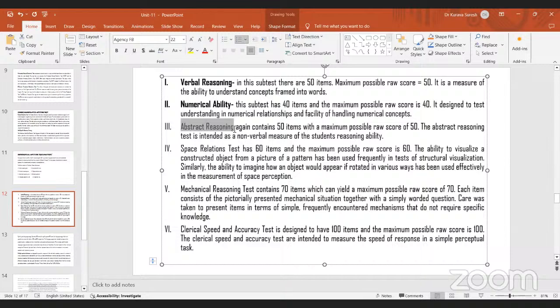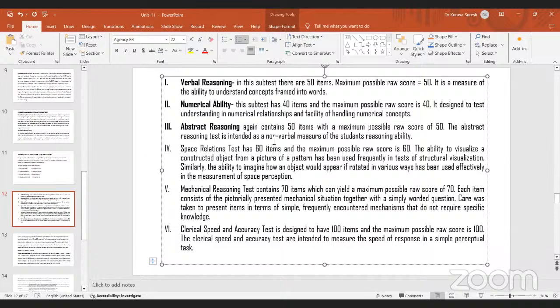Abstract reasoning again consists of 50 items. Each test is 30 minutes only, a time limit test. It is a performance test of speed and accuracy. Every test timing is only 30 minutes within a time limit. Abstract reasoning has 50 items, and the maximum possible score is 50.